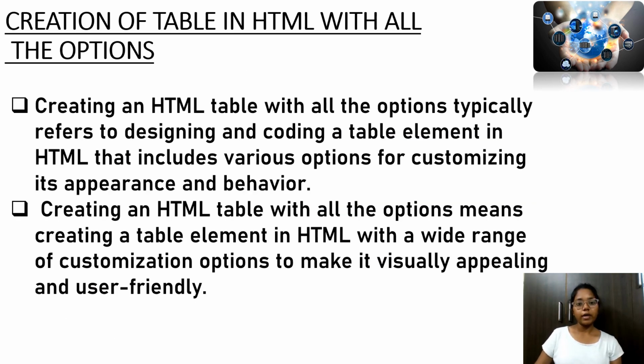Let's see how to create table in HTML with all the options available. Creating HTML table with all the options typically refers to designing and coding a table element in HTML that includes various options for customizing its appearance and behavior. Creating a HTML table with all options means creating a table element in HTML with a wide range of customization options to make it visually appealing and user friendly.